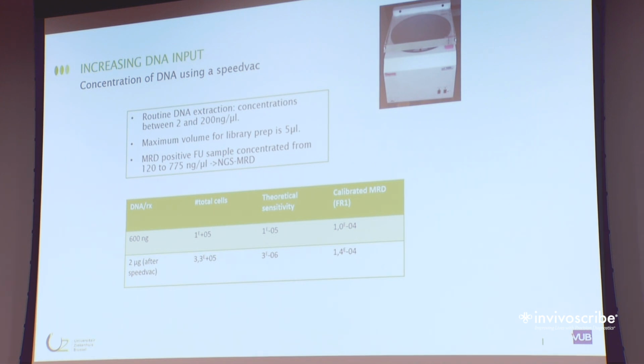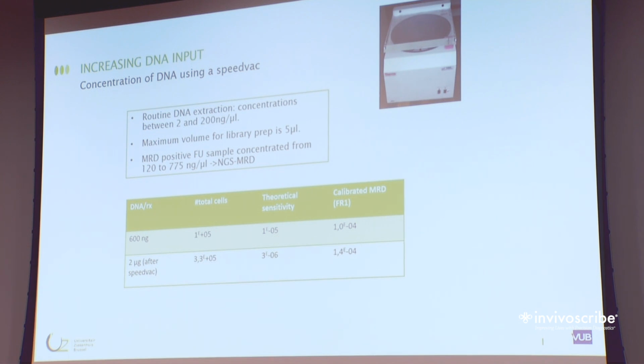After the concentration, we put in 2 micrograms in one library. So the total number of cells is 3.3 times 10⁻⁵, and our theoretical sensitivity would be 3 times 10⁻⁶. And our MRD was, again, 1.4 times 10⁻⁴. So these are really the same numbers in the PCR world. So no inhibition. So it was feasible to concentrate this DNA.